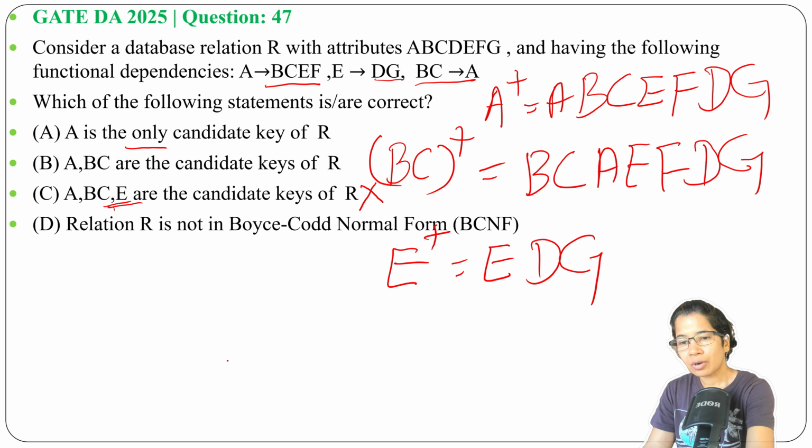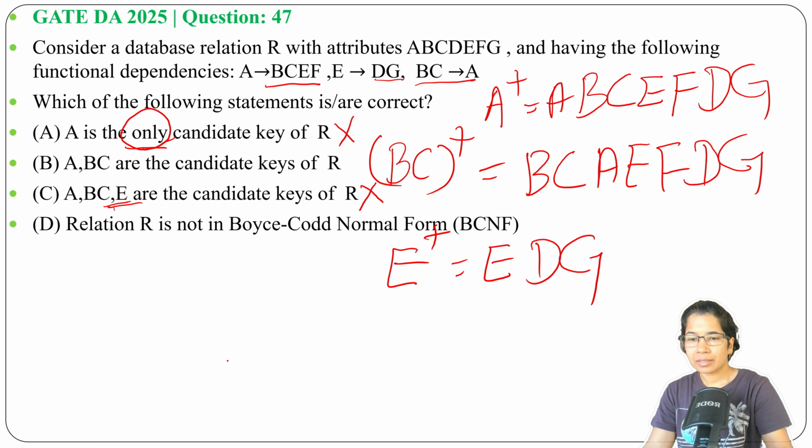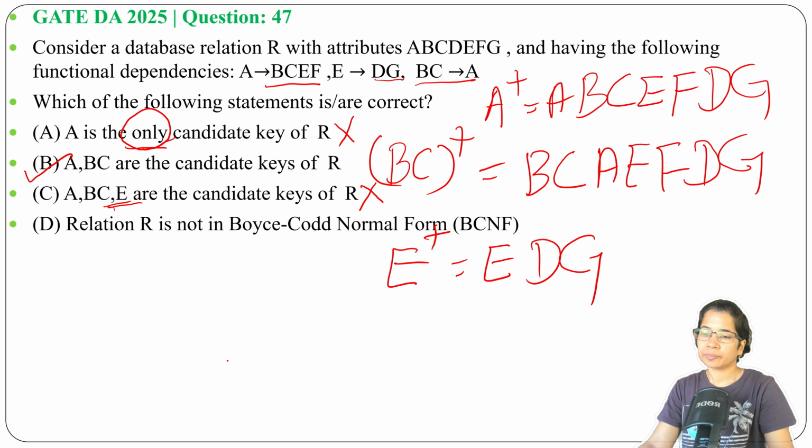Option A is false as A is not the only candidate key. There is another candidate key, that is BC. Option B is true.